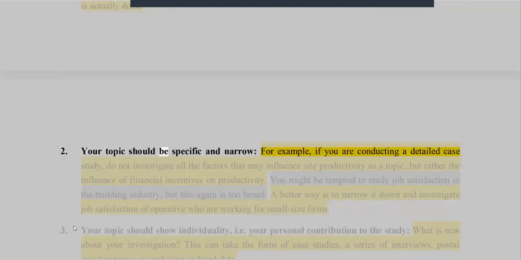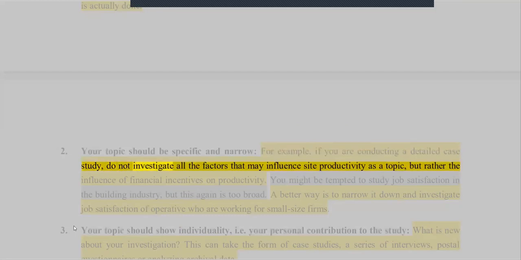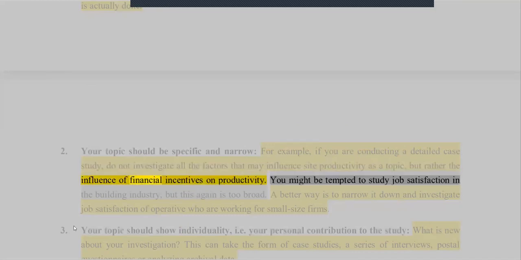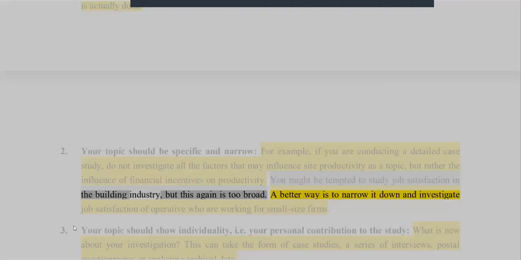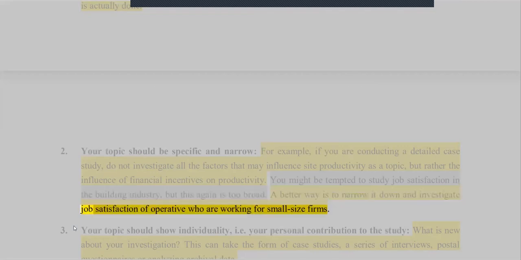2. Your topic should be specific and narrow. For example, if you are conducting a detailed case study, do not investigate all the factors that may influence site productivity as a topic, but rather the influence of financial incentives on productivity. You might be tempted to study job satisfaction in the building industry, but this again is too broad. A better way is to narrow it down and investigate job satisfaction of operatives who are working for small-size firms.